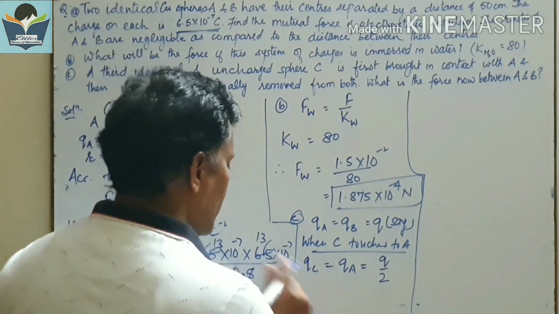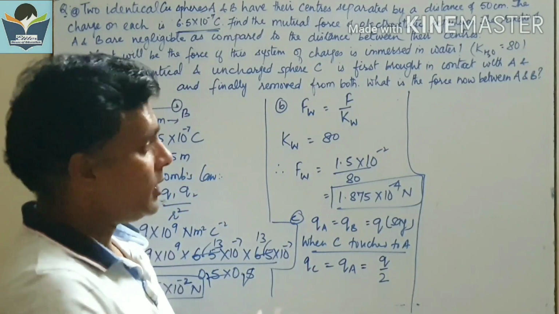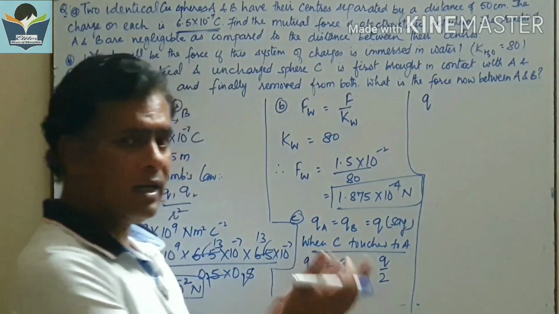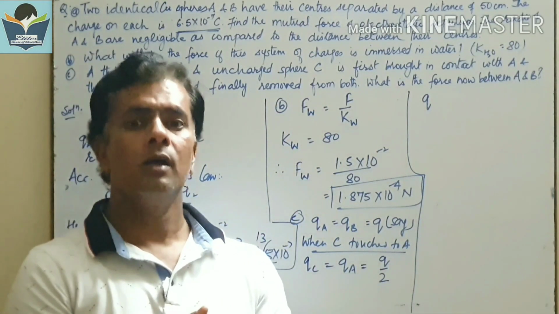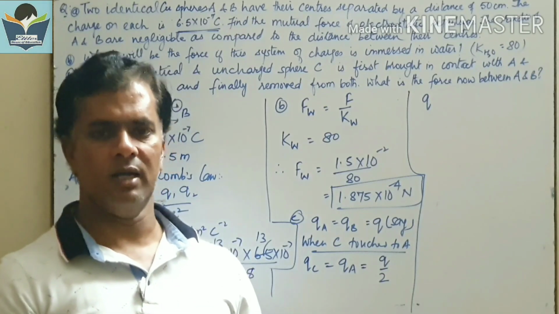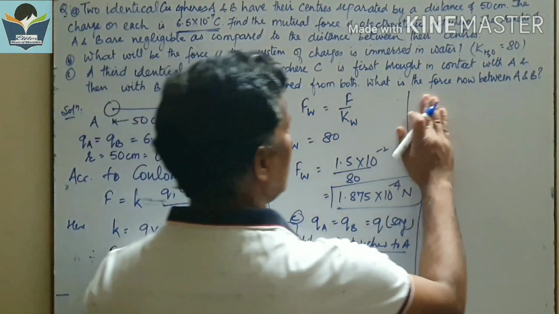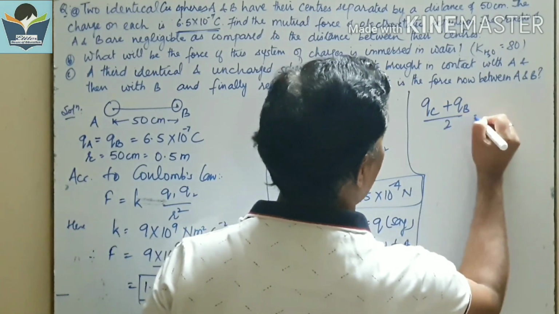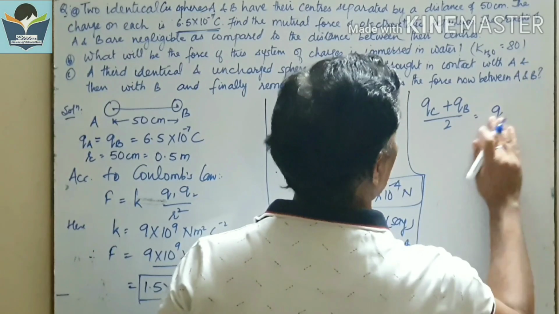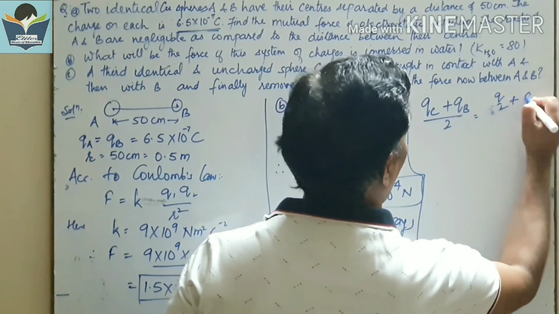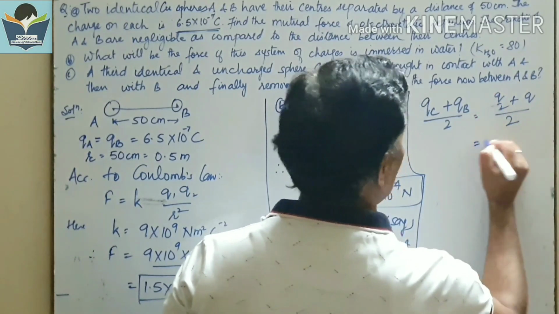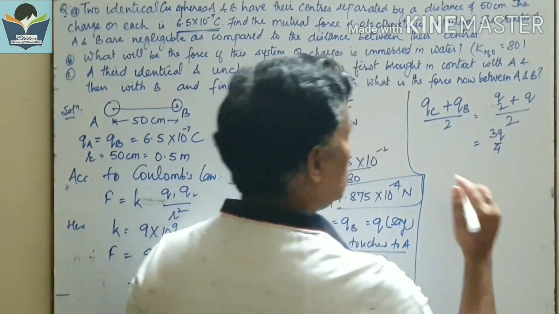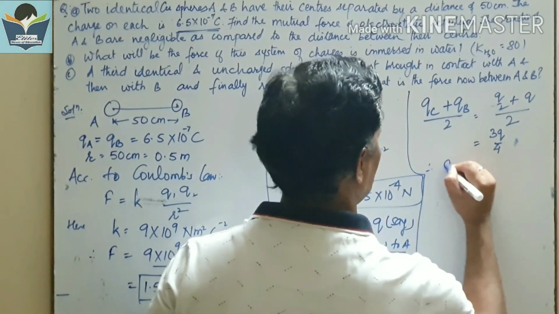Remember this. Then this body C is touched with body B. So charge on each body will be redistributed amongst themselves. So charge on C plus charge on B will be divided into two sections. That will be Q by 2 plus Q upon 2. So it comes out to be how much? 3Q by 4. This is now the charge on B.